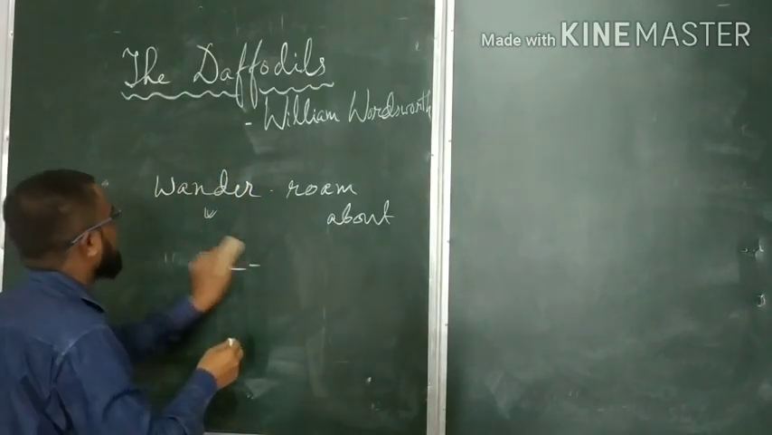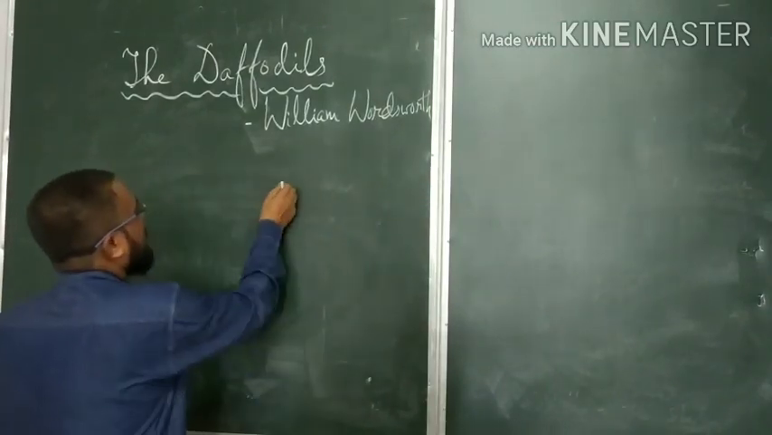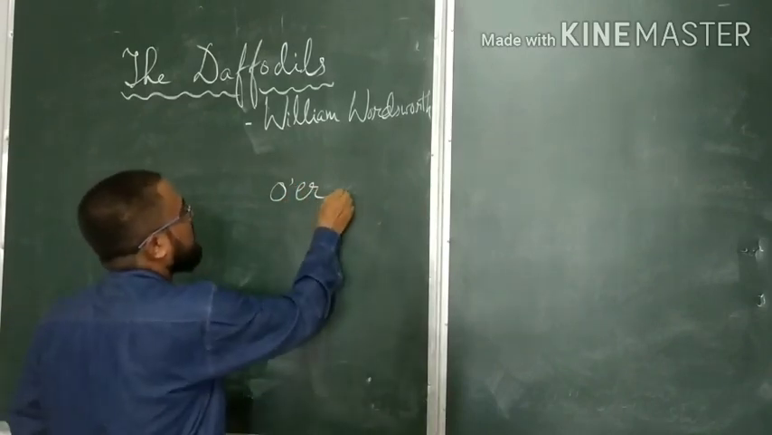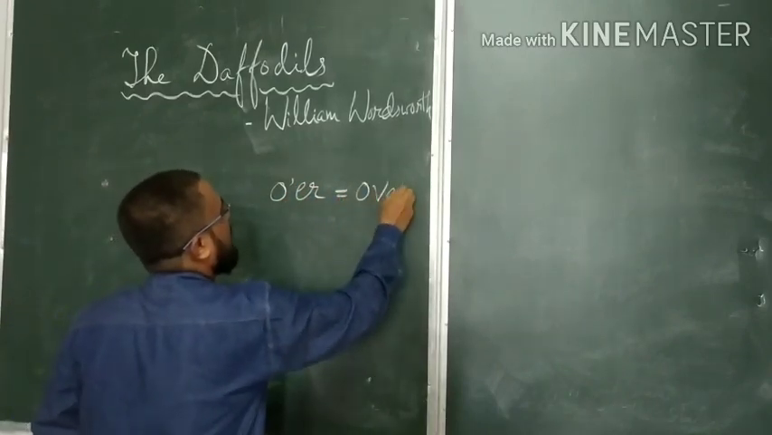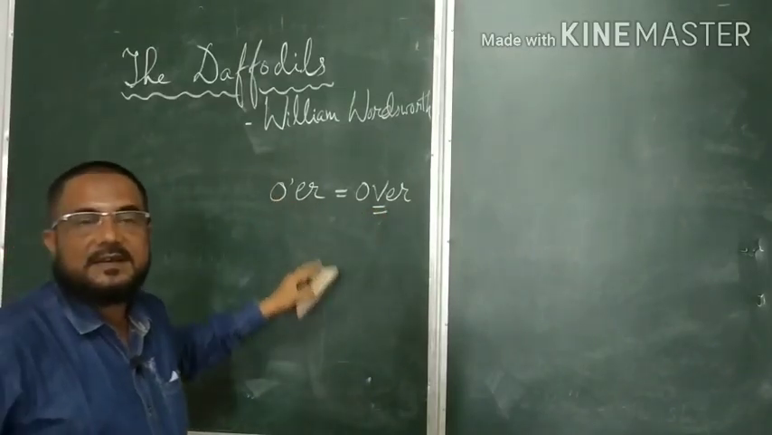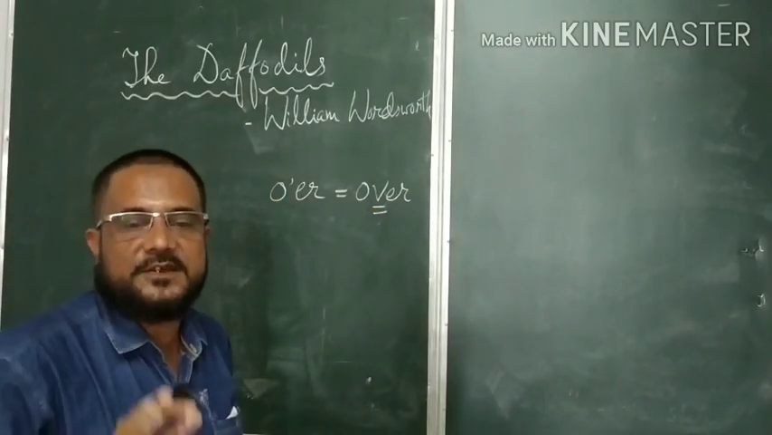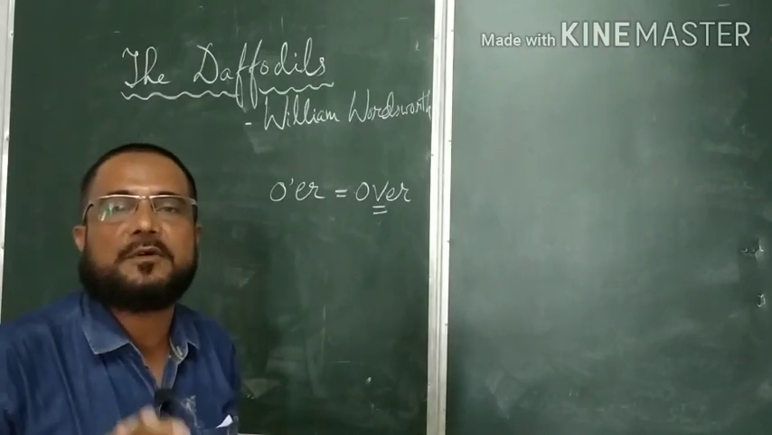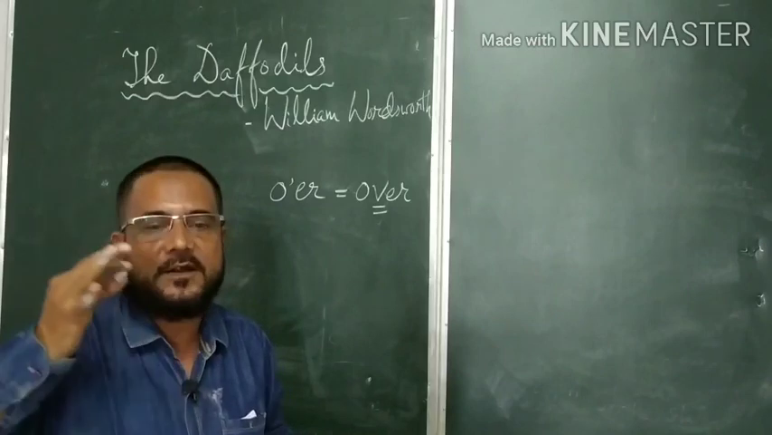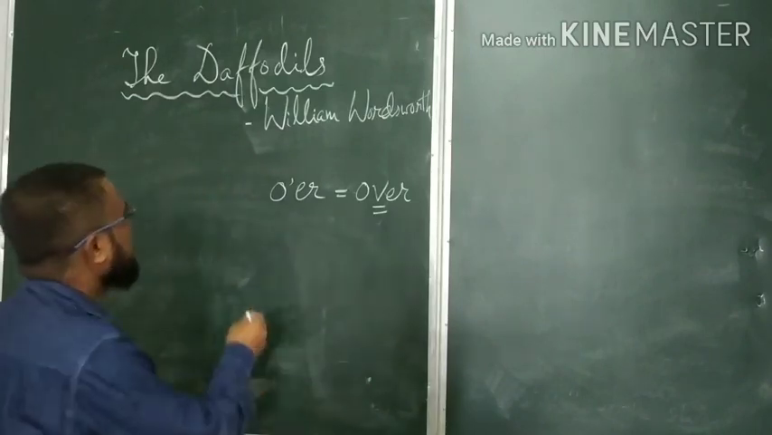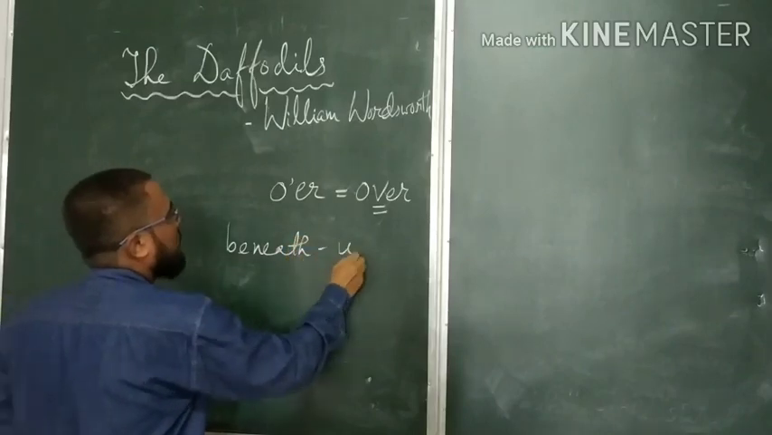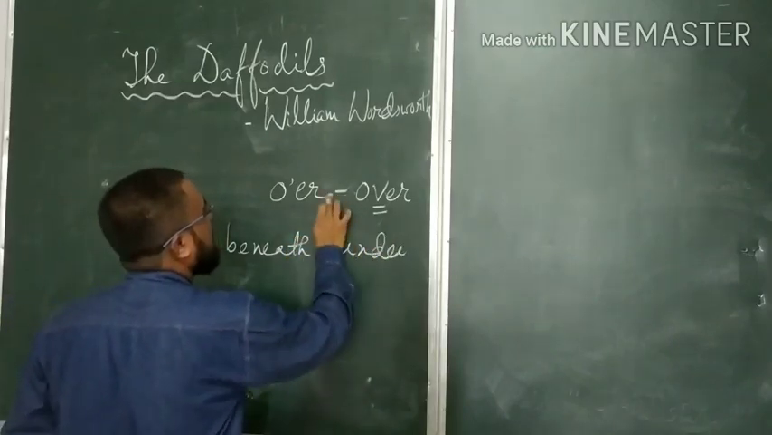This is one word that you should pay attention to. O apostrophe E-R. This actually is over. This V is not written, in its place an apostrophe is given. This is one poetic use. In this poem you will find three words that the poet has used, which are used usually in poetic compositions. One is this one, another one is the word beneath, which means under. Poets usually use these words.